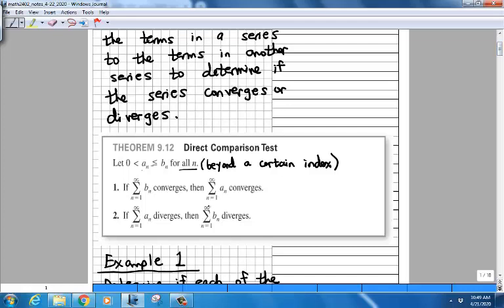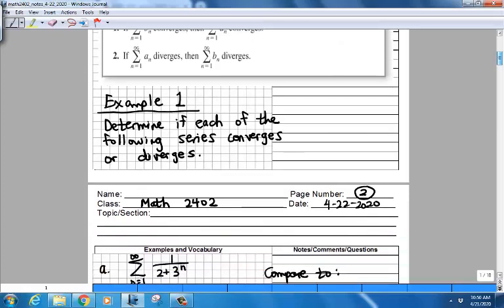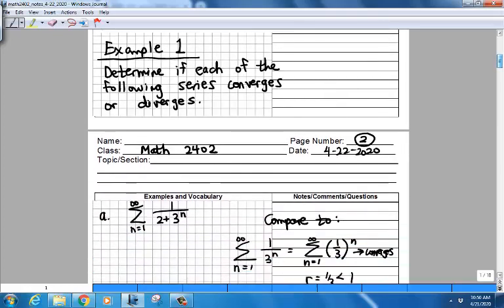All right, so that's all just a very abstract explanation, but let me show you how this works in practice, because it's a little bit easier to understand when you see it in practice. So here's our first example.